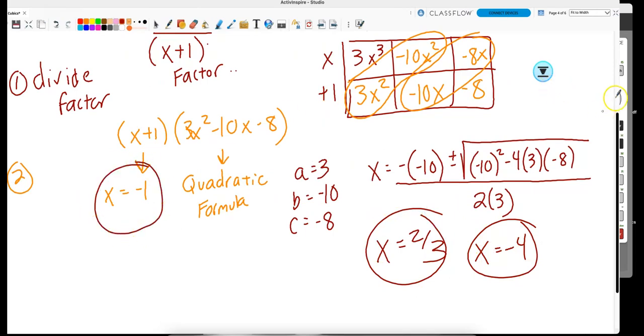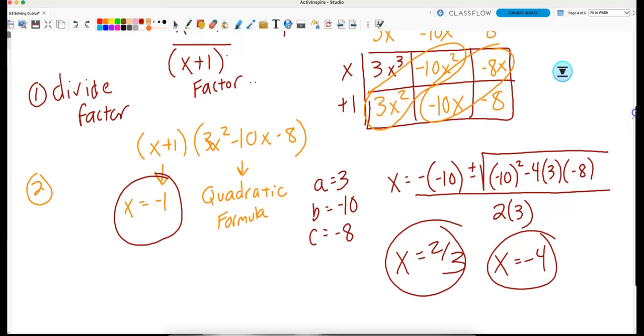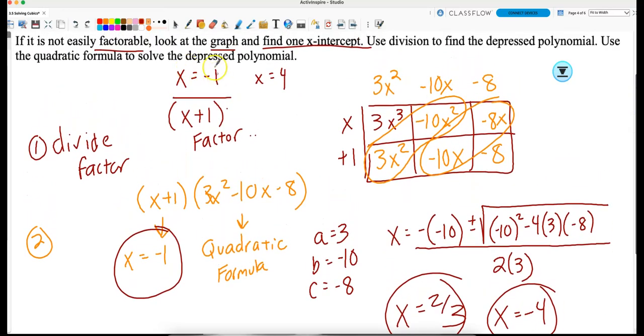to solving this cubic. Okay, so if you cannot factor it from the start, that probably means you have a fraction or a decimal in your problem. So you first have to divide by a factor that you find in the calculator. We used -1, you could have used 4, but I already knew my 2 answers. I was just using the quadratic formula to find my 3rd one. Let's do one more, because that's a whole lot of work.